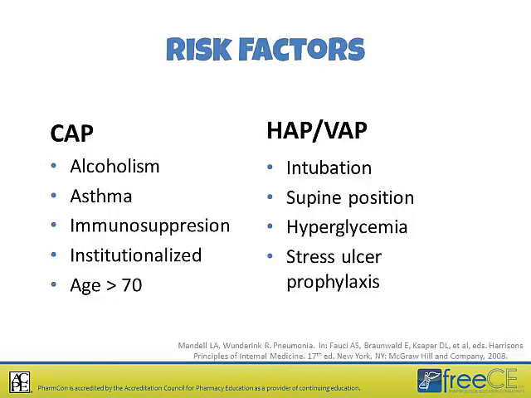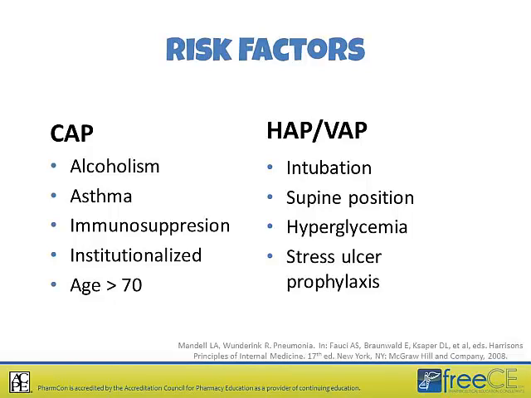So patients that are at greater risk for community-acquired pneumonia are those who have alcoholism, have a history of asthma, are immunosuppressed, are institutionalized, and it's sort of interesting that this risk factor is included here because, as we've already discussed, if the patient resides in a long-term care facility or a nursing home, you'd actually treat them as healthcare-associated pneumonia, not community-acquired pneumonia, and age over 70. So the older the person, the greater their risk for community-acquired pneumonia.